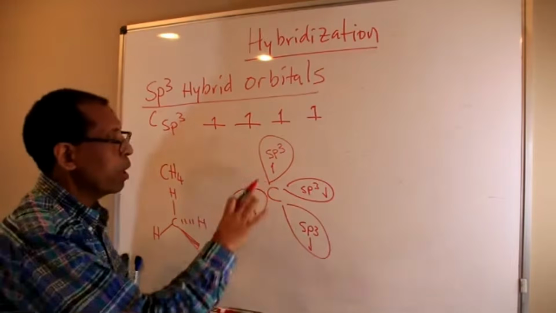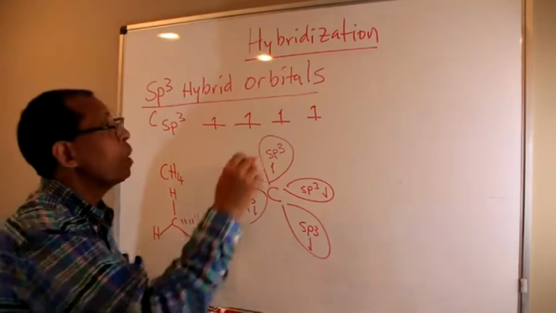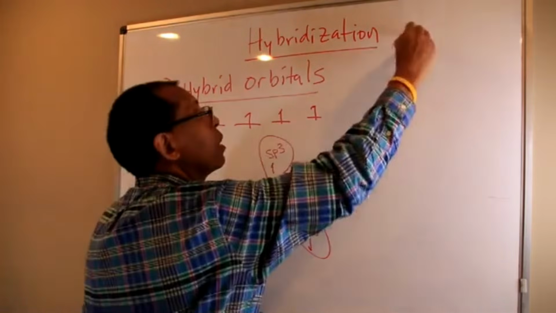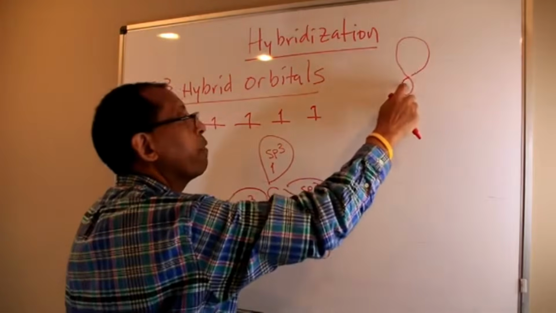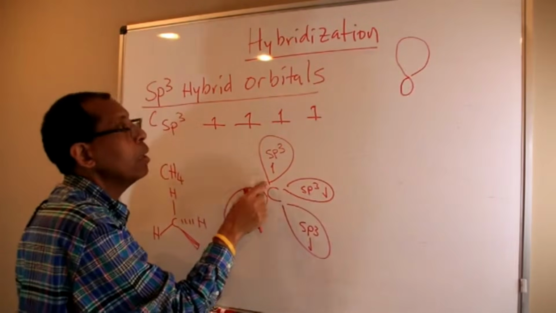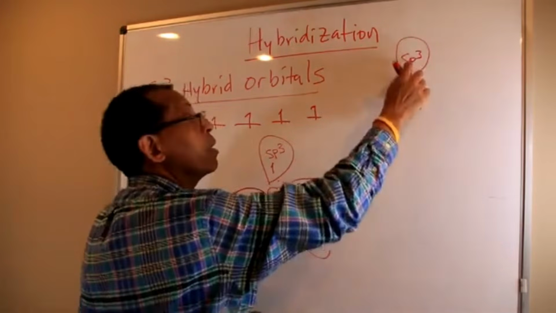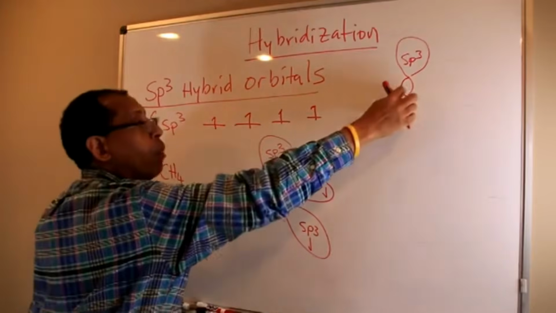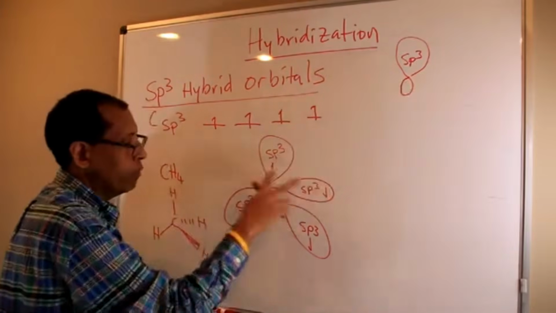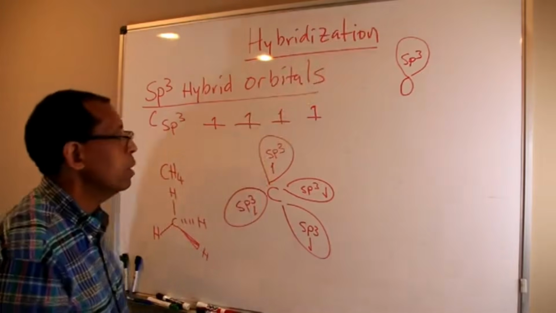Remember that since they are made of s and p, the p has the shape that's like this. So the hybrid orbitals actually have a small lobe, which I didn't show because I don't want to complicate. This is actually the sp3 orbital. This is how it looks, but I didn't show this small lobe here in all of them. But that's how the sp3 hybrid orbital looks.